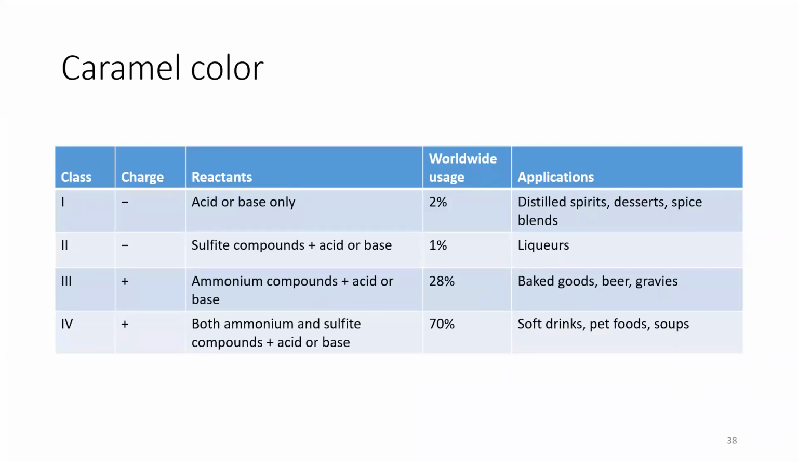There's 4 different classes here depending on the reactants that are used. If we just use an acid or a base and a sugar, then that would be type 1. And then we can add more things. If we include sulfites, type 2. If we include nitrogen salts, type 3. And then if we have both ammonium salts and sulfites, then it's type 4. And then you see the usage there. By far, most of these would be used in cola beverages, and that would be that last one there, type 4.